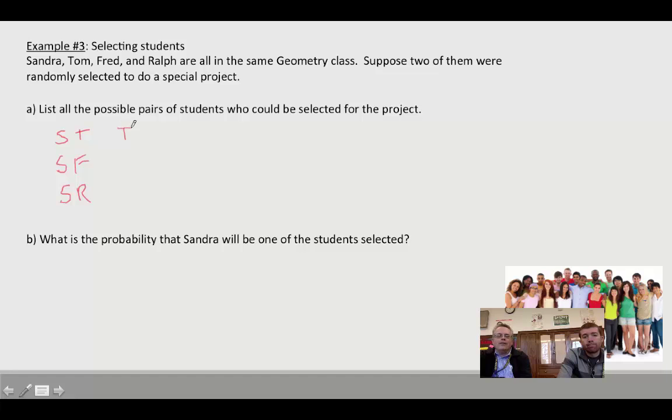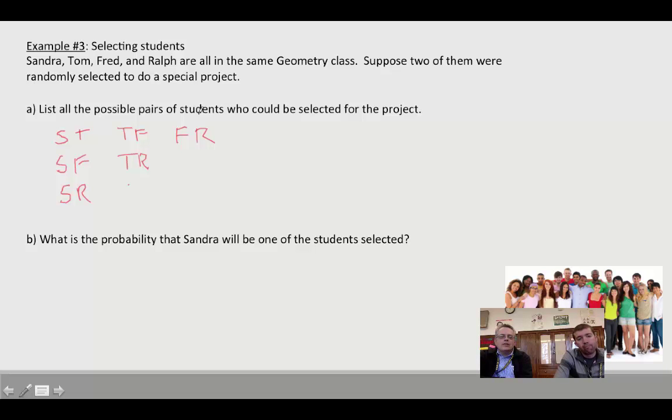Then we could have Tom and Fred. We have Tom and Ralph. And then there's one more possibility: Fred and Ralph. Actually, order doesn't matter. We're keeping track of which 2 people, the different combinations of 2 people. So this is the sample space. These are all the different pairs of people. So we see that there are 6 different pairs of students.